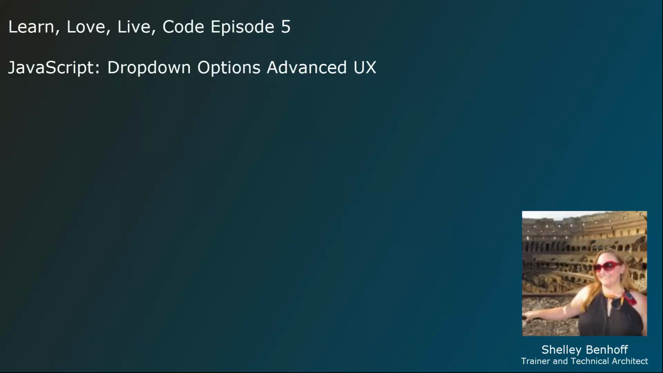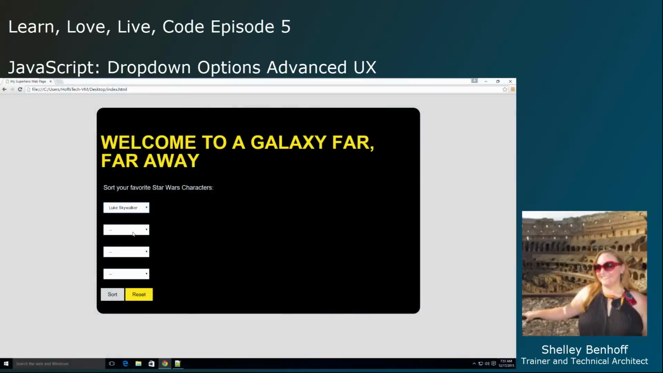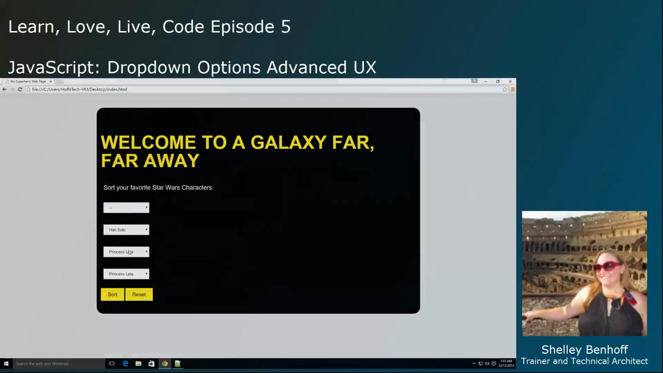I know at the end of last week's episode, I mentioned allowing the user to add their own list of drop-down options, but we need to improve the user experience before we move on. See how buggy these drop-downs are? What if the user wants to reorder their selections?